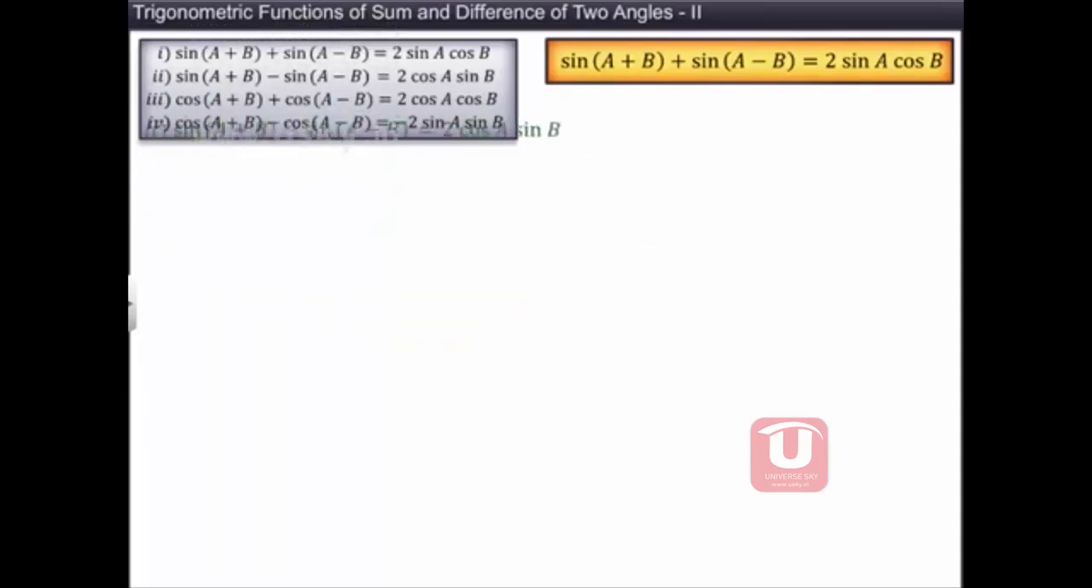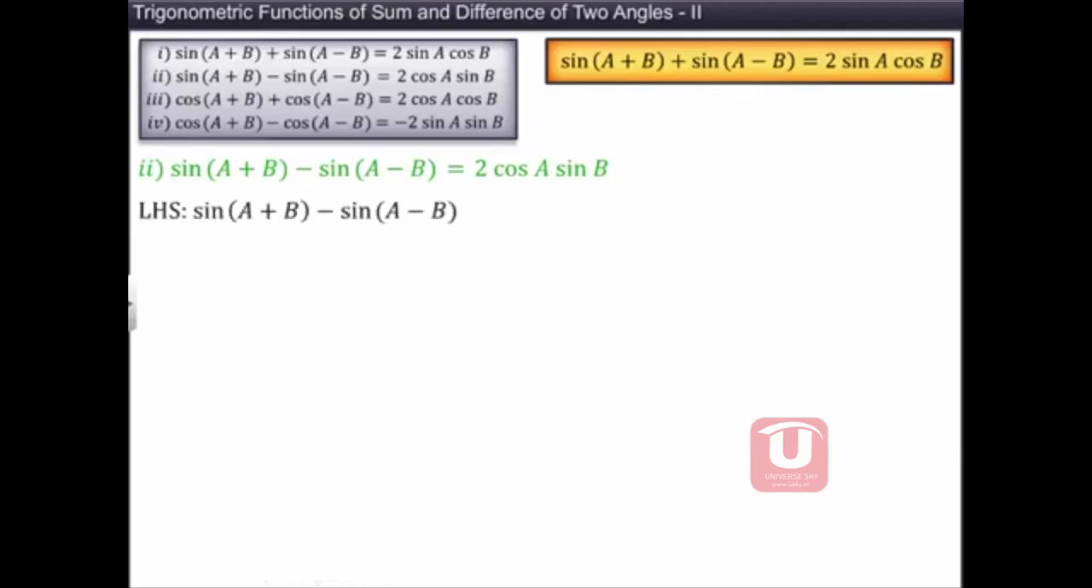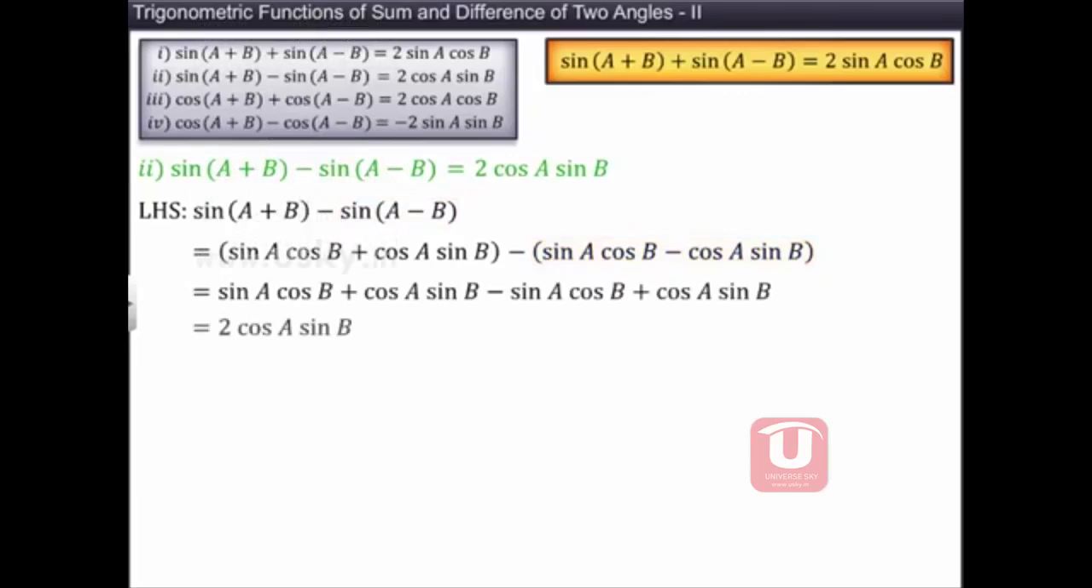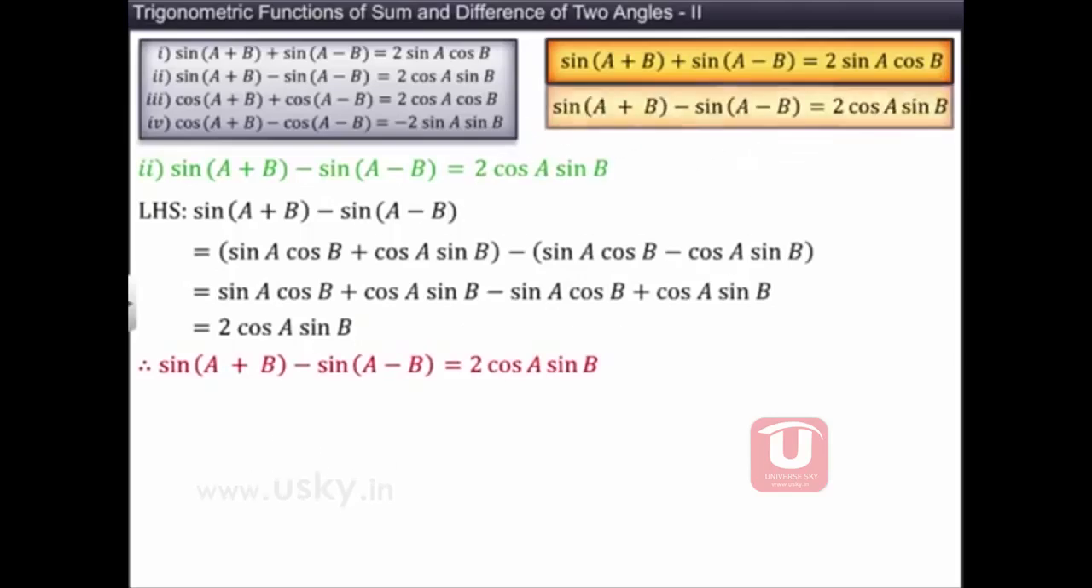The second is sin of A plus B minus sin of A minus B is equal to 2 cos A into sin B. Consider the left-hand side. Again, sin of A plus B is equal to sin A into cos B plus cos A into sin B, and sin of A minus B is equal to sin A into cos B minus cos A into sin B. On simplifying, we get 2 cos A sin B. Hence the result.